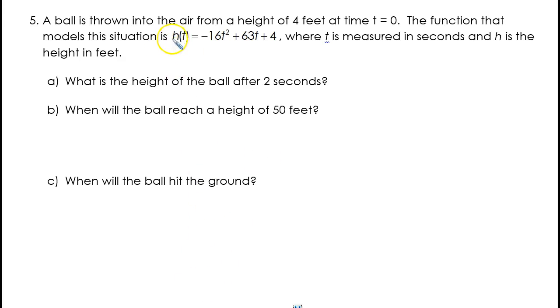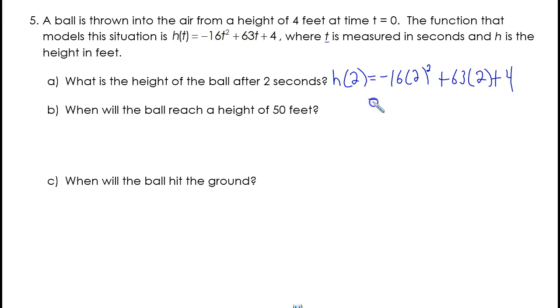Well, if we have this function h of t equals negative 16t squared plus 63t plus 4, and it says, what's the height? That's the h of t, right? What's the height after 2 seconds? Well, you're going to plug in 2 seconds to the function to find that height. Essentially, we want to know h of 2 seconds. So negative 16 times 2 squared plus 63 times 2 plus 4.